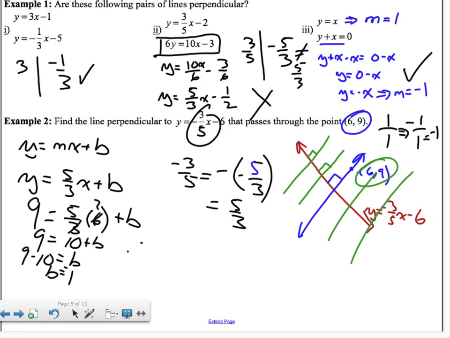So therefore, the equation is y is equal to, our slope is 5/3, and our y-intercept is negative 1. This one would have been a tough one to graph, I think. But we'll get a precise answer with algebra.